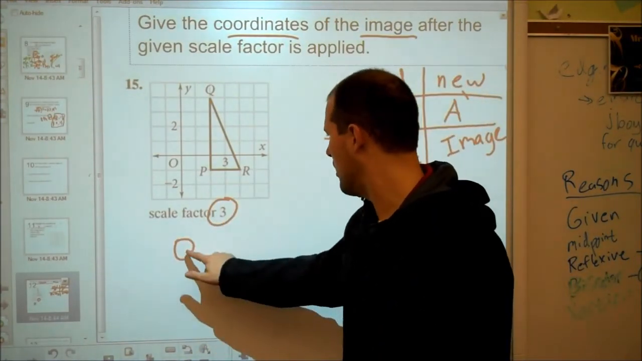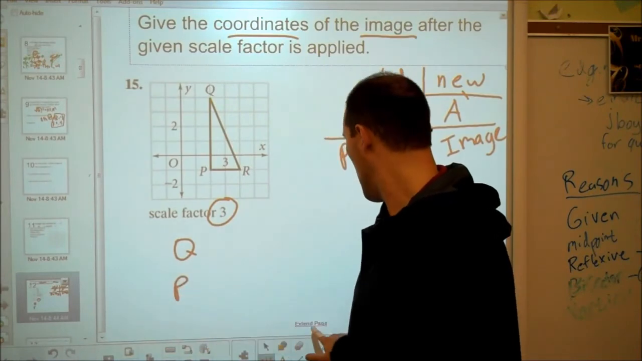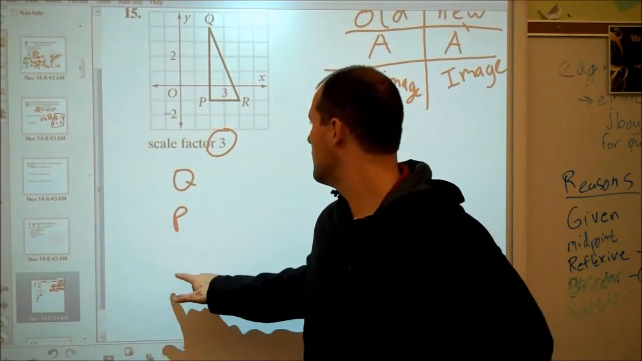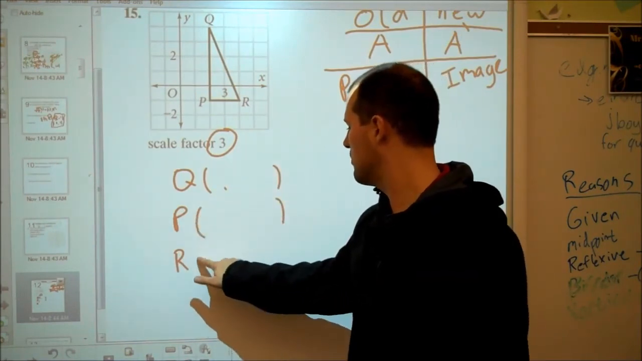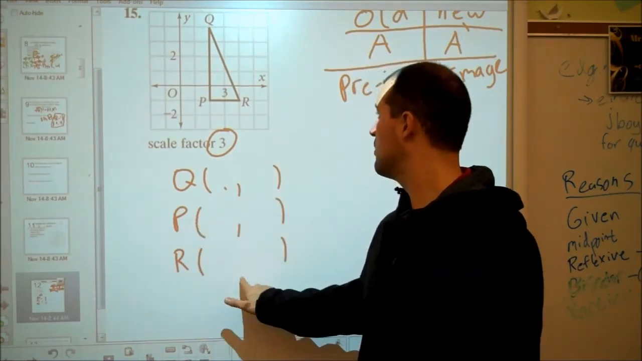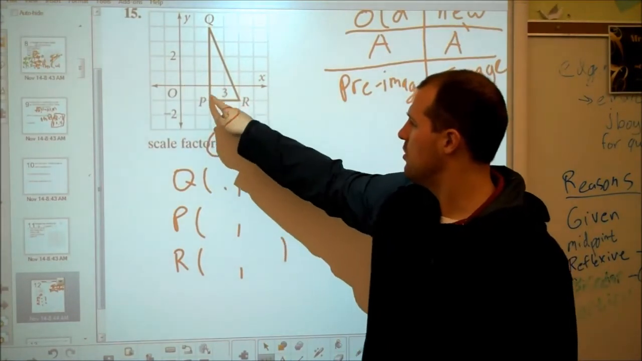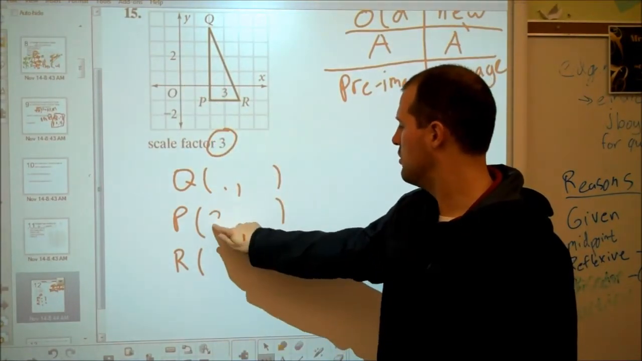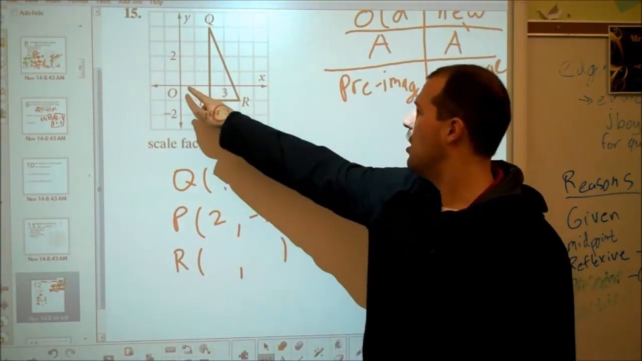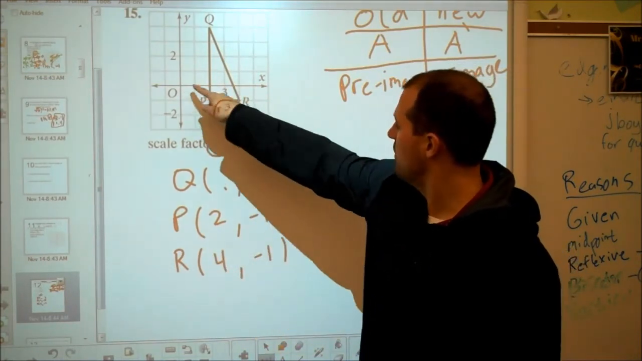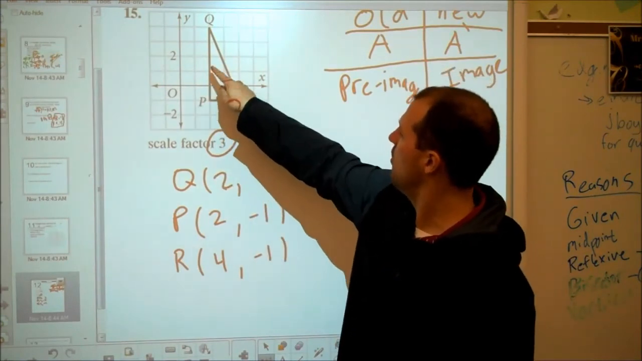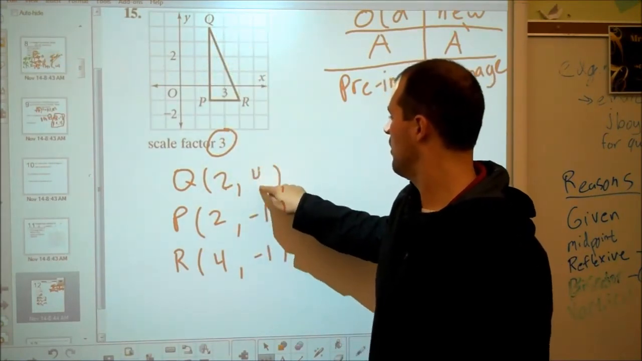The points on here are called Q, P, and R. And we're going to need the coordinates of those. So let's see. P looks like we go 2 to the right and 1 down. So 2 to the right, 1 down. R looks like we go 4 to the right and 1 down. And Q looks like we go 2 to the right and up 1, 2, 3, 4.